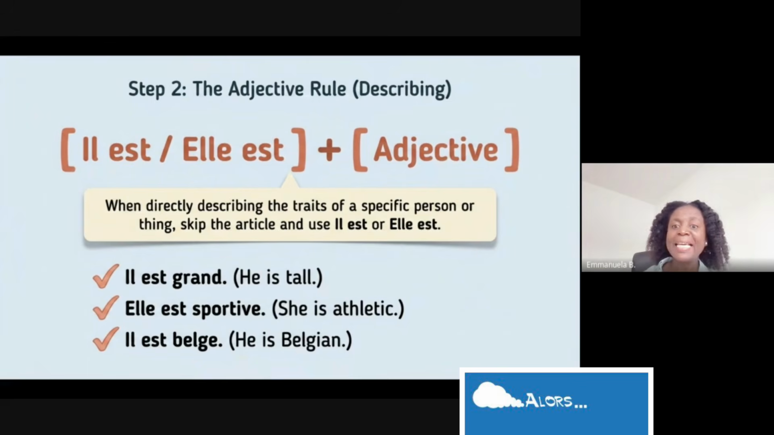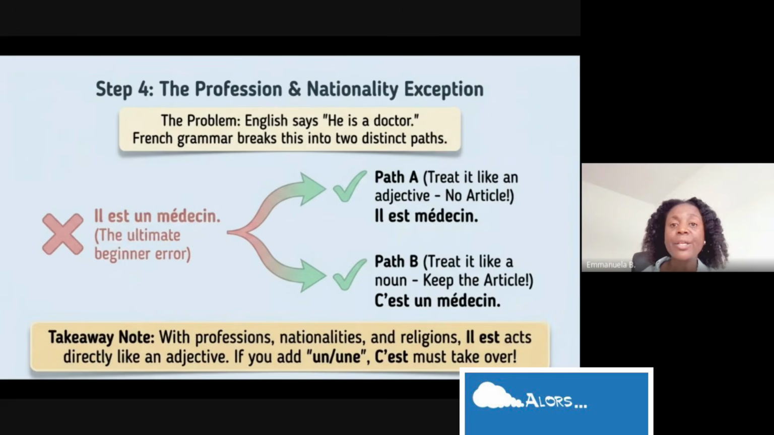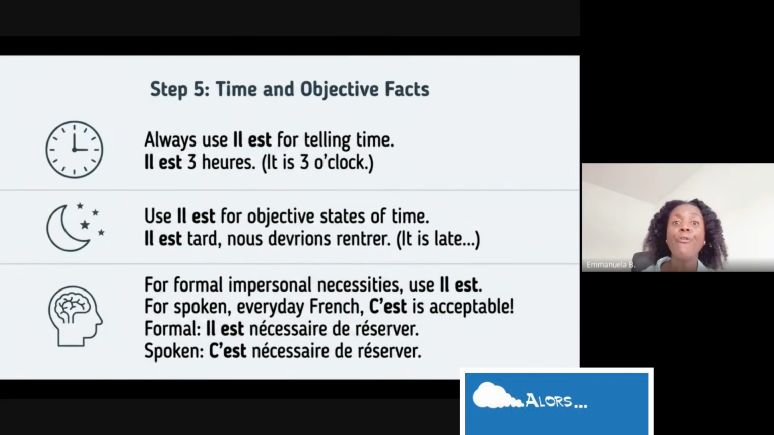First, it is almost never followed directly by determiners. Second, il est is used for direct descriptions or occupations. For example, il est professeur, elle est médecin. Il est sympa. Used for nationality as well. Il est américain. Third key rule about il est, it's used for objective clock facts.